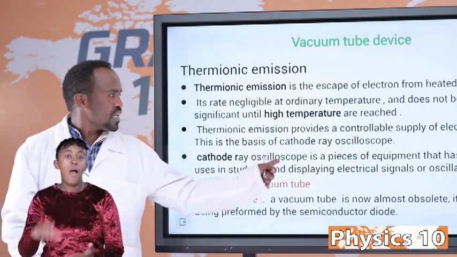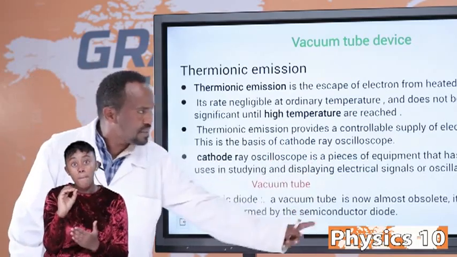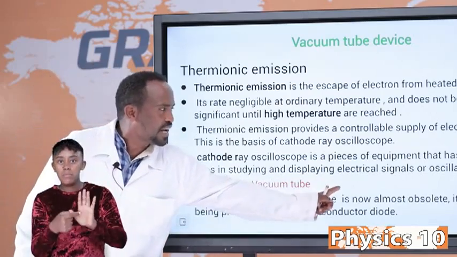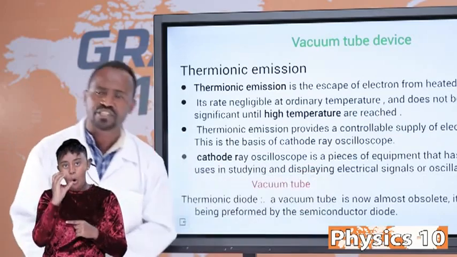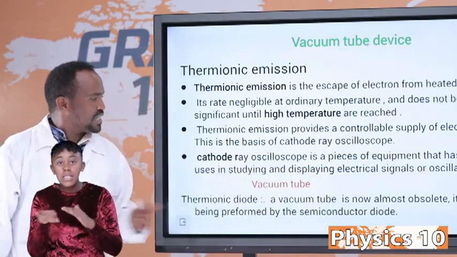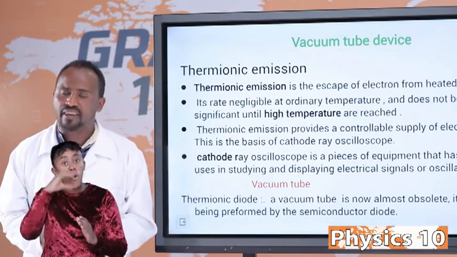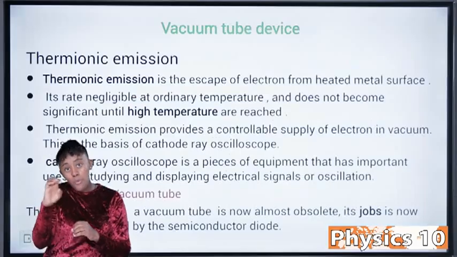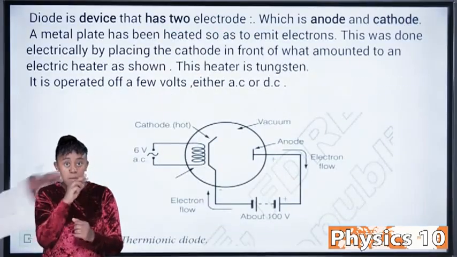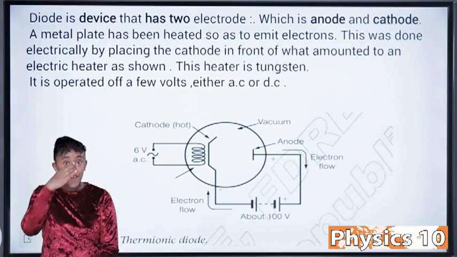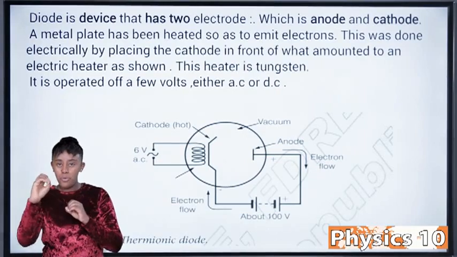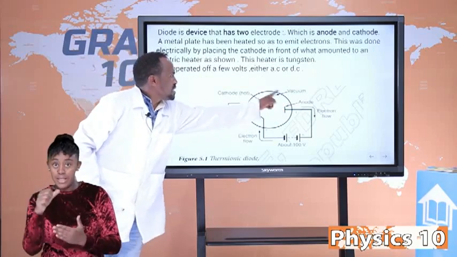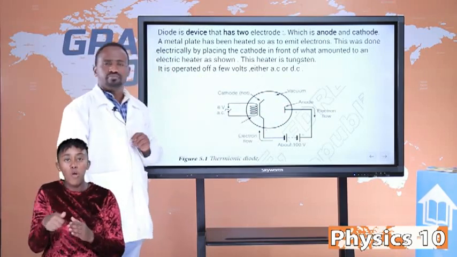The cathode ray oscilloscope is a piece of equipment that is important in studying and displaying electrical signals or oscillations. Under this, a thermionic diode contains a cathode, an anode, and a heater. If you look at the diagram, this is the thermionic diode diagram. It contains this cathode and this anode. Generally, it is a vacuum.